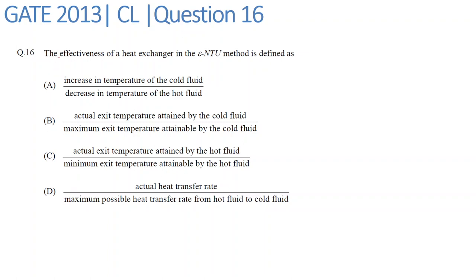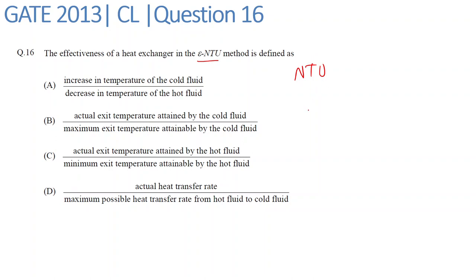The question is, the effectiveness of a heat exchanger in the NTU method is defined as, and which of the following option is correct? So there is a method named NTU, that is number of transfer units, used for the design of heat exchanger. So in that method, how do we define effectiveness of heat exchanger? That has been asked in the question.